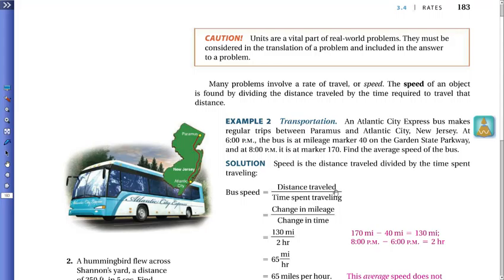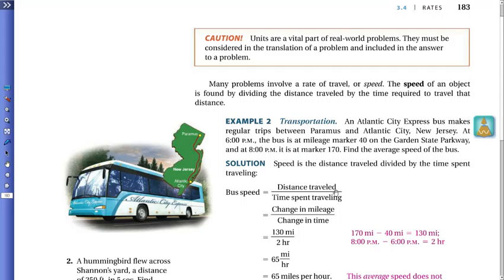Well, let's look at example 2. It says transportation. The Atlantic City Express bus makes regular trips between Paramus and Atlantic City, New Jersey. At 6 p.m. the bus is at mileage marker 40 on the Garden State Parkway, and at 8 p.m. it's at marker 170. Find the average speed of the bus.